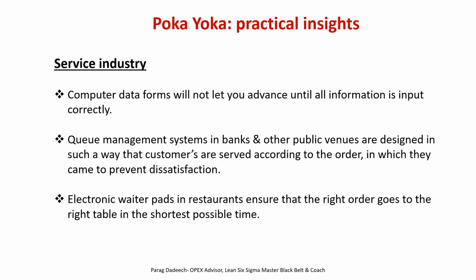Also, an example from the fast food industry is the concept of electronic waiter pads, which ensures that the right order goes to the right table. So immediately when your order is ready, it starts blinking and the waiter knows where to deliver and with speed.